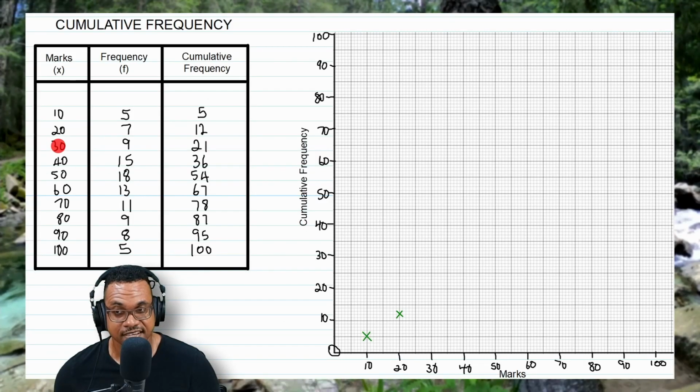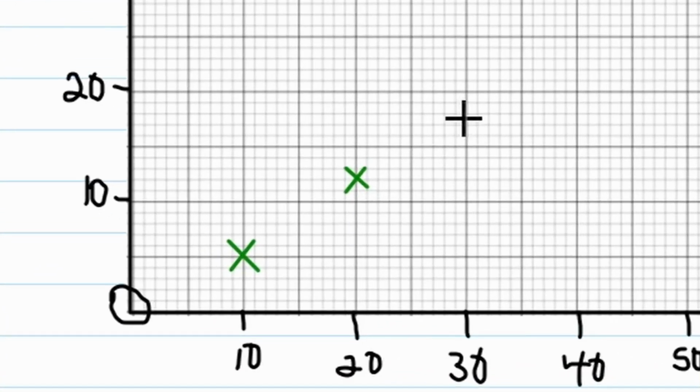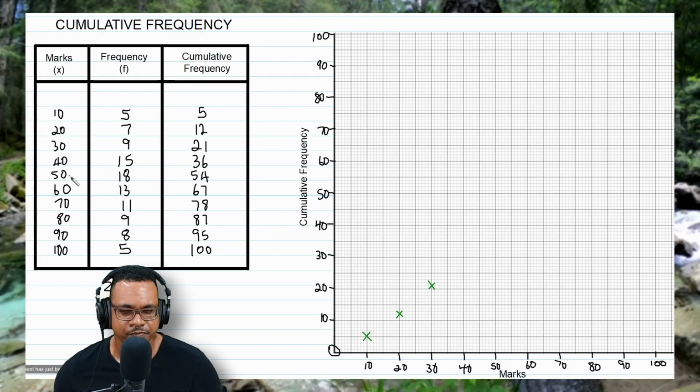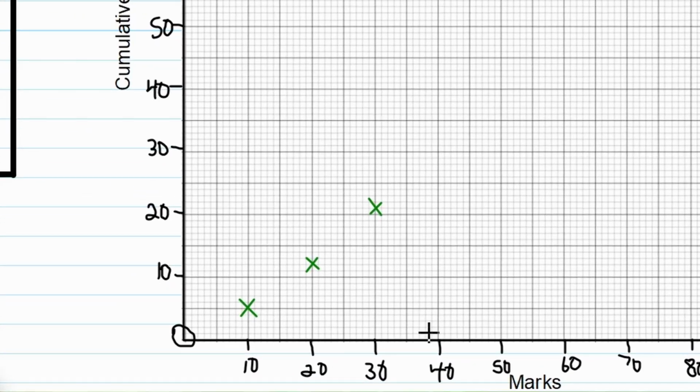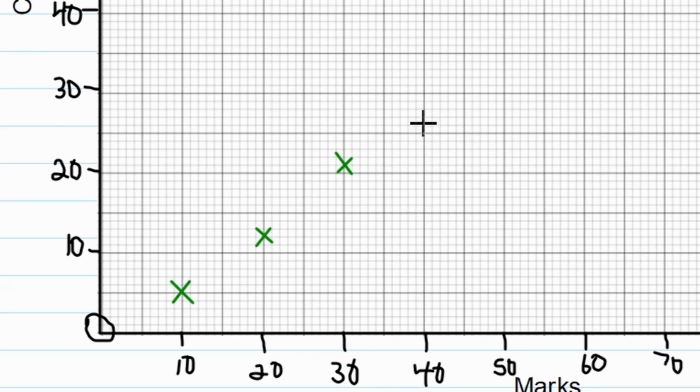So for 30 on the x-axis, we're going to be plotting 21. So we're coming here at 30, we're going all the way up to 20, and then 1 little block above it will be 21. Then we're going to go at 40 on the x-axis, and we're going up to 36 on the y-axis. So coming here at 40, we'll go all the way up to 35, which is right here. And then 1 little block above that will be 36.